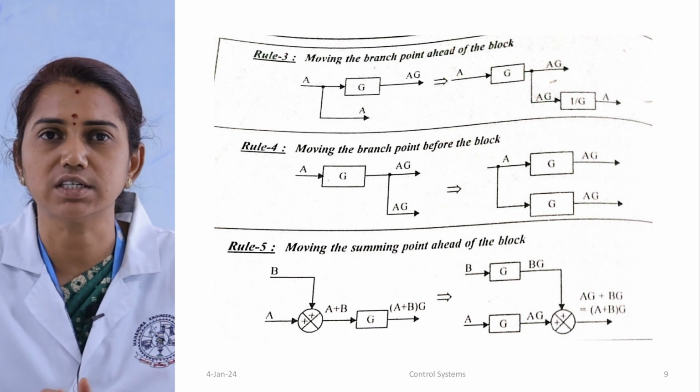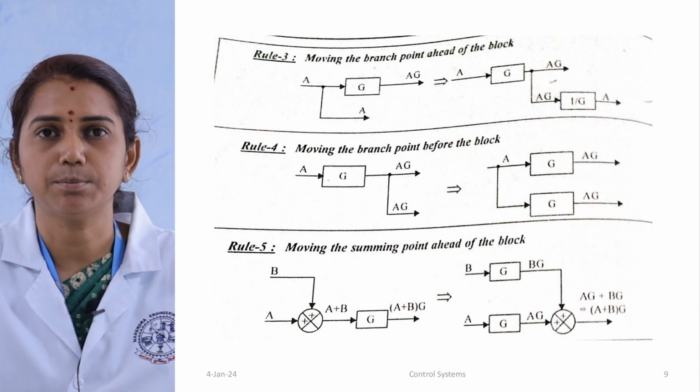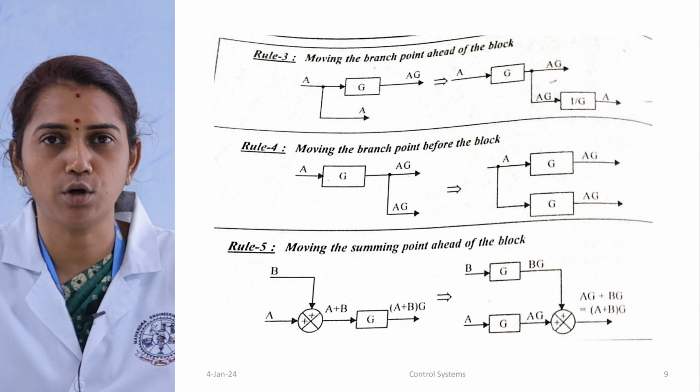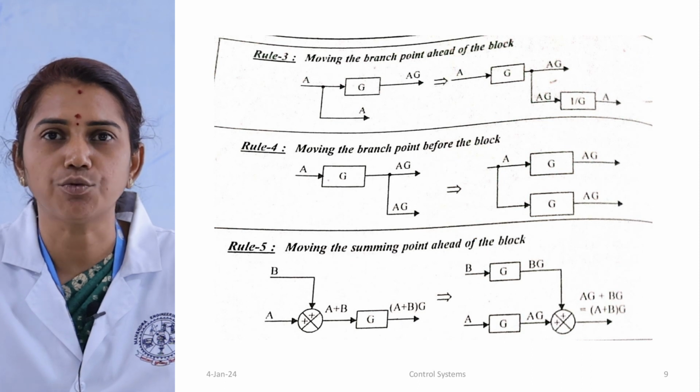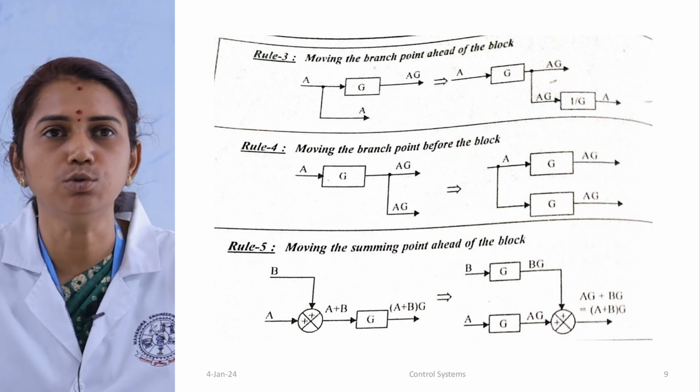So here they have considered the B block. In the B input we are just giving one block G, so that it has been given to the summing point as BG. Same for the A input with block G, it has been given as AG. So finally we are getting the same as before reduction, A plus B into G.